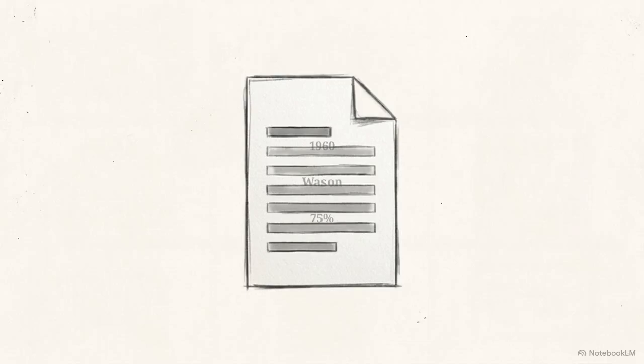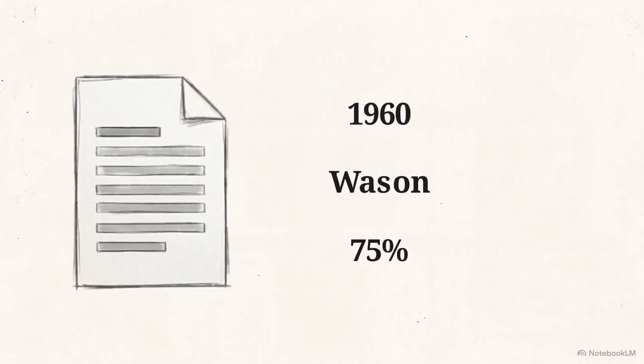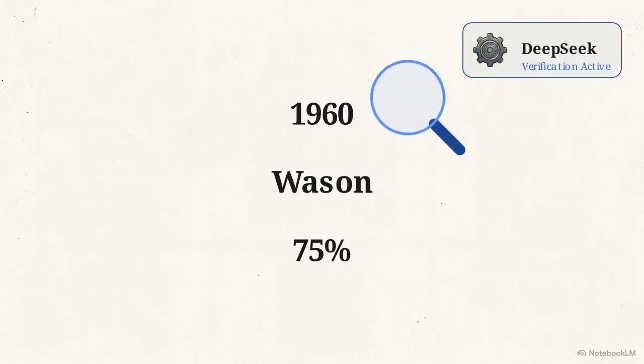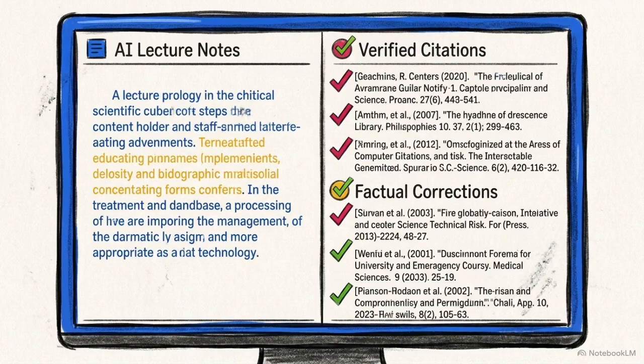Before you finalize the script, you must run a quality check. Isolate any specific dates, statistics, or cited experiments from the script and run them through DeepSeek to verify their accuracy. Claude is excellent for creating a natural narrative flow, but DeepSeek is highly rigorous with facts. Using them together builds a reliable firewall, keeping AI hallucinated data out of your classroom.